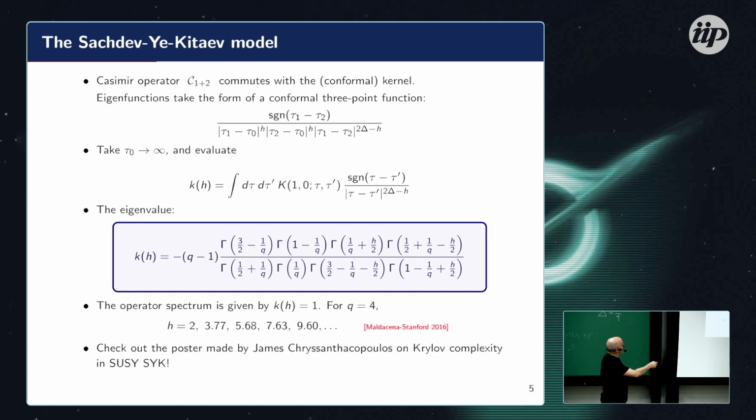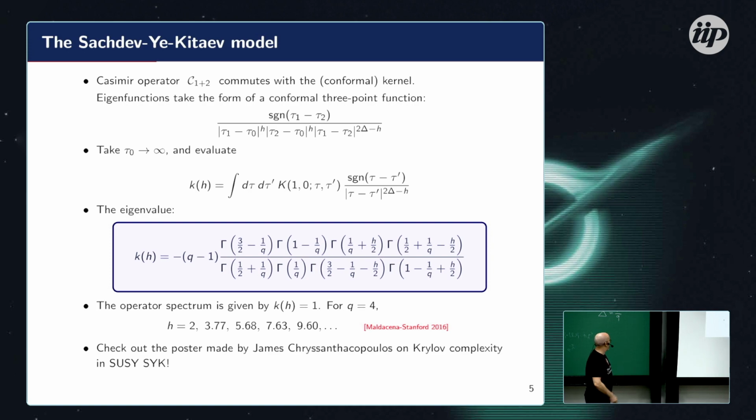Okay, so here is the conformal 3-point function for this one-dimensional CFT, and you can just compute the eigenvalues for this graph building operator. You just integrate it against the kernel, and the eigenvalue is a little bit horrible, but you can compute it exactly just by performing this integral, where K is the kernel from the previous slide. Okay, and then the operator spectrum is given by wherever this eigenvalue is equal to 1.